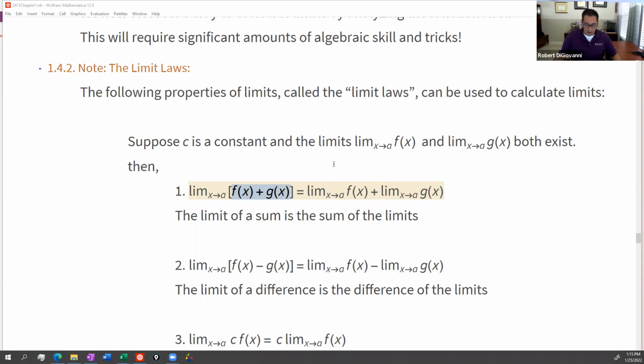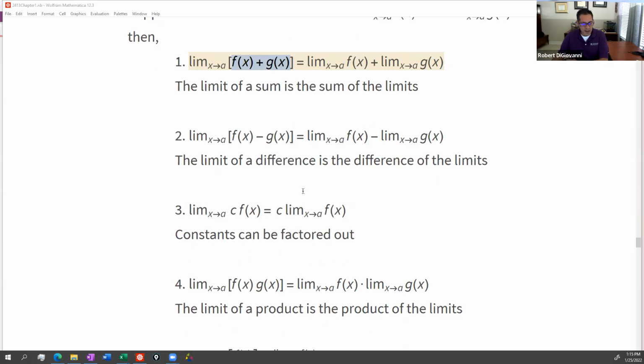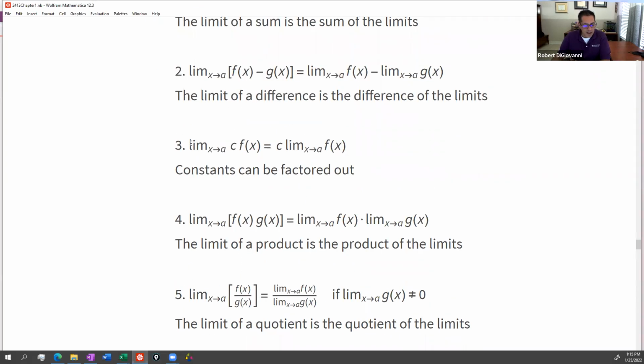Now, the third limit law says that if you're taking the limit of a c times f, what I mean by that is this. Let's say you had 4 times x squared. You could look at this 4 as being multiplied in front as a constant, and then look at this as being your function.